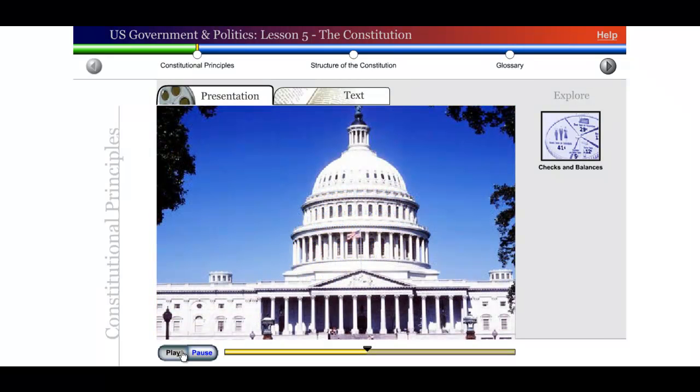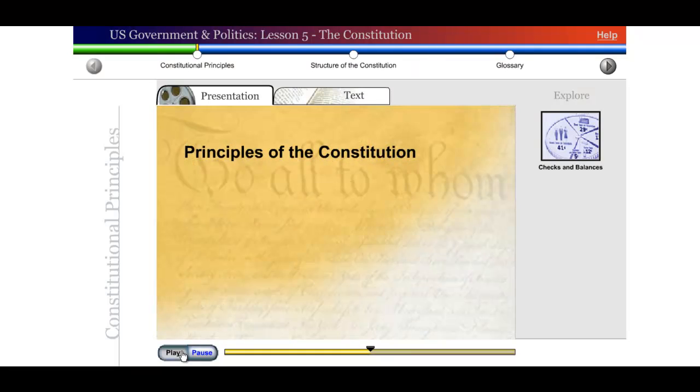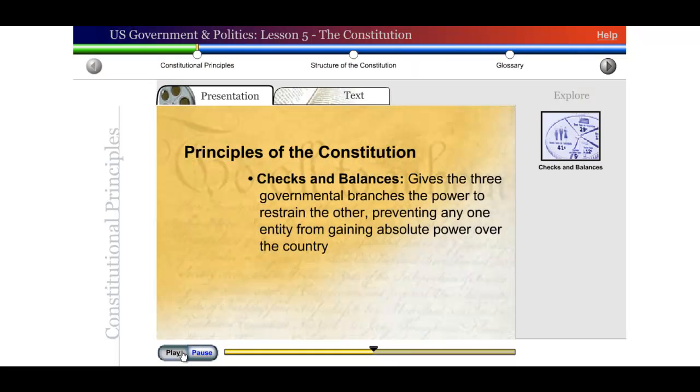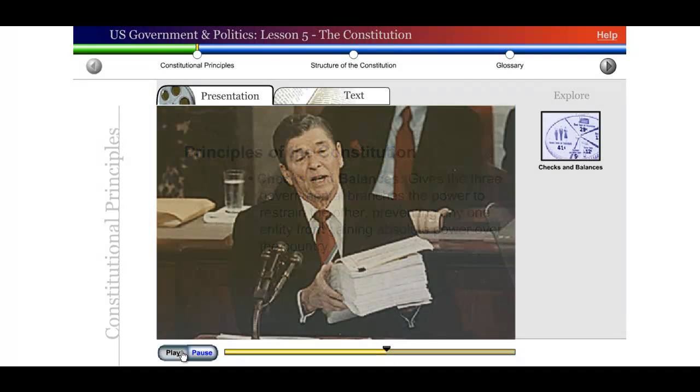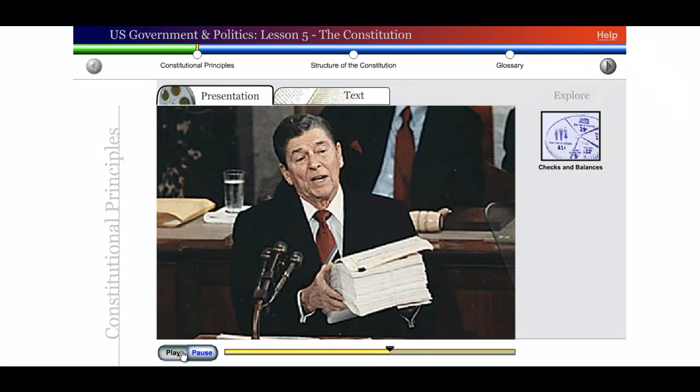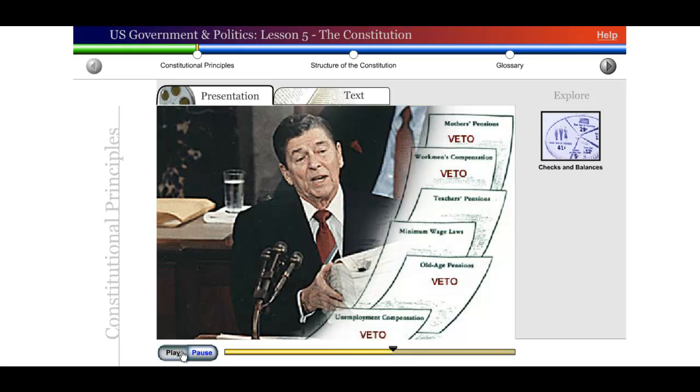With the power of the government separated, the Constitution's principle of checks and balances gives the three governmental branches the power to restrain the other, preventing any one entity from gaining absolute power over the country. An example of the checks and balance system in action is the President's power to veto any law the Congress passes. The Congress can also override the veto if 2/3 of the House and Senate vote to do so.